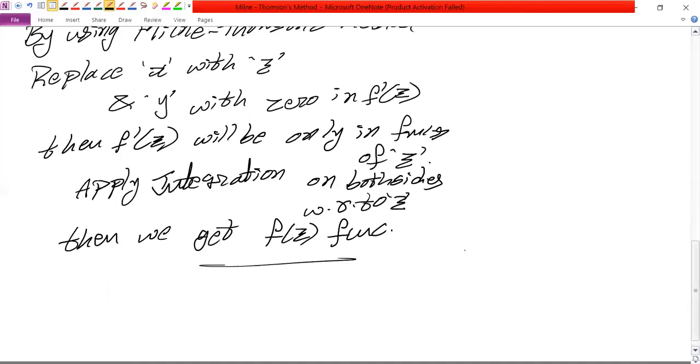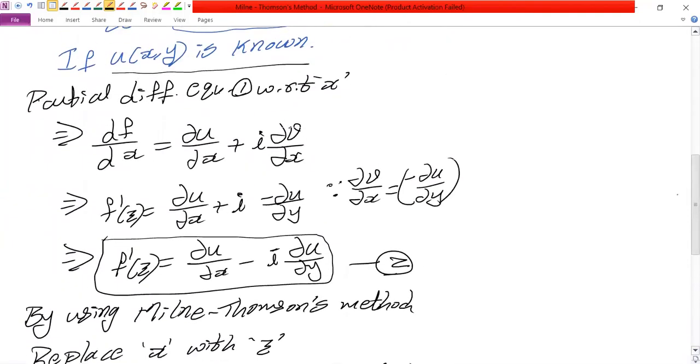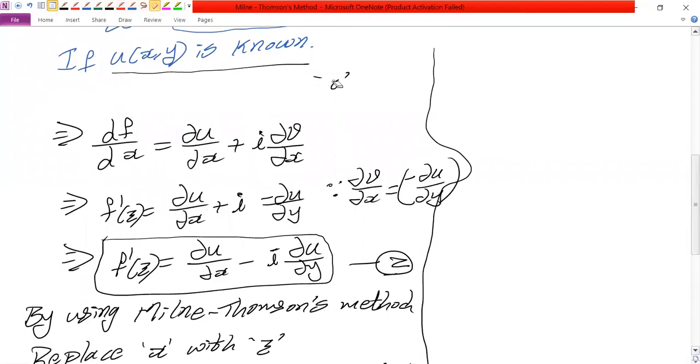This is the process. So once again repeating here, if u is known, then we have to mention only f dash of z equals to. I'll tell you later how we are getting it. Okay, so now I'm going to explain case 2.